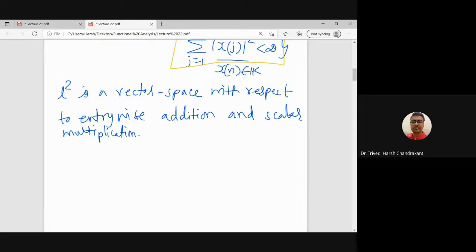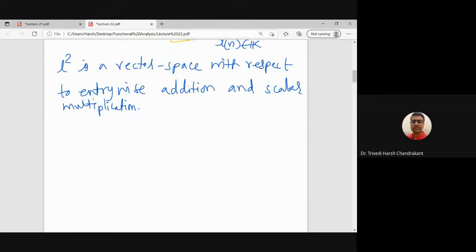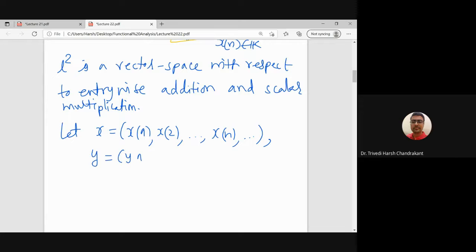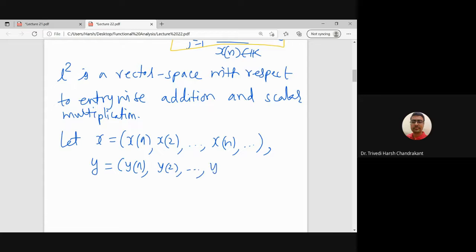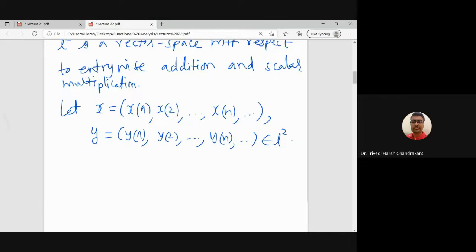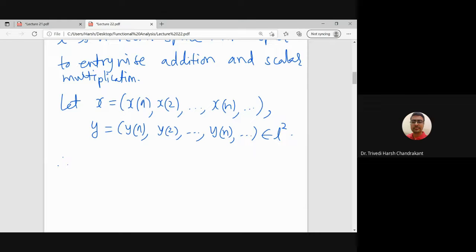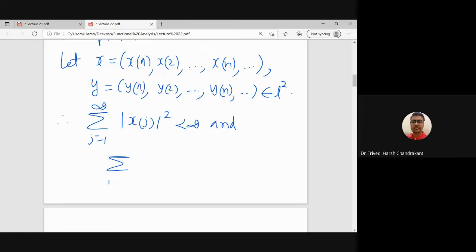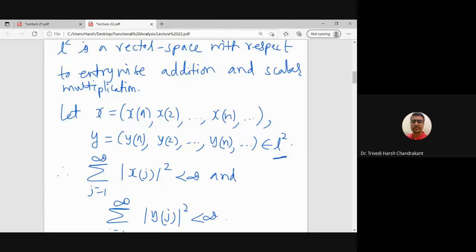So what we know is, if we have two elements of L2, let us take x is x1, x2, xn, and y is equal to y1, y2, yn. Suppose these two are elements of L2. So they are elements of L2 means what? The series of modulus square of the x sequence is convergent, and similarly for the y series. These two series are convergent, meaning that these two elements belong to L2.